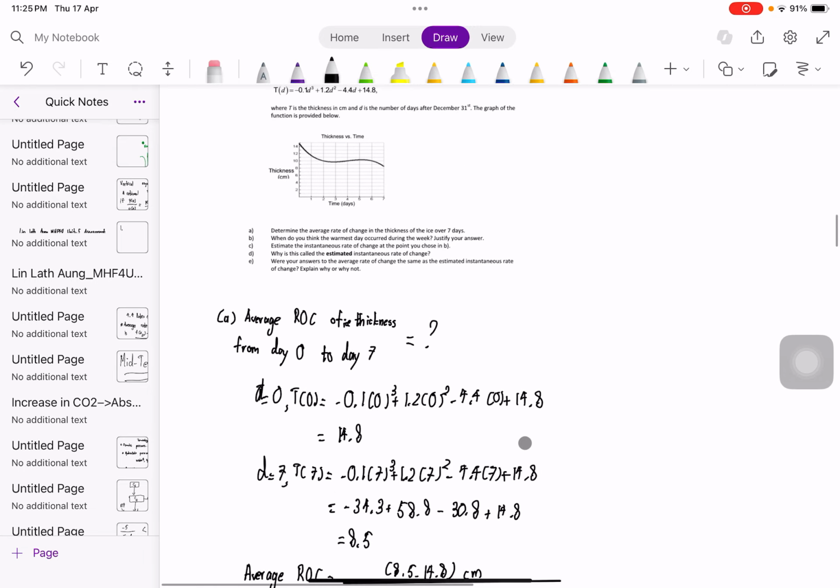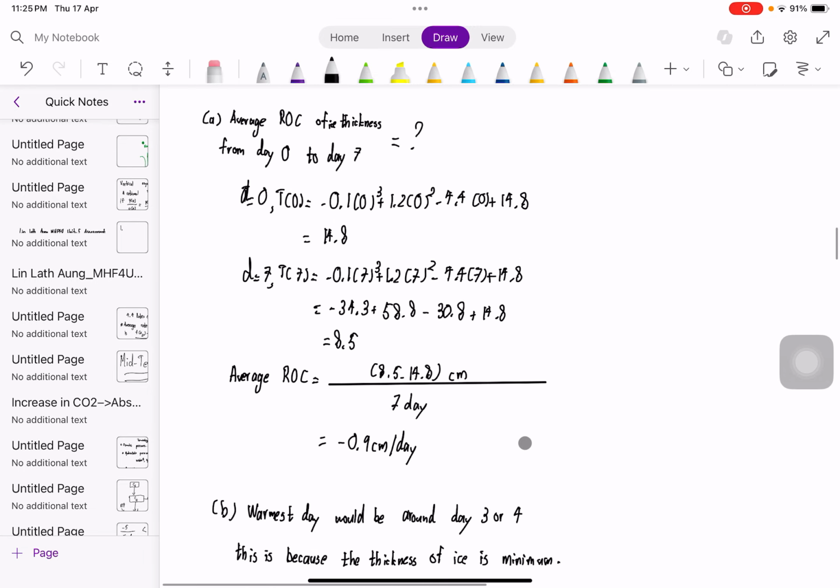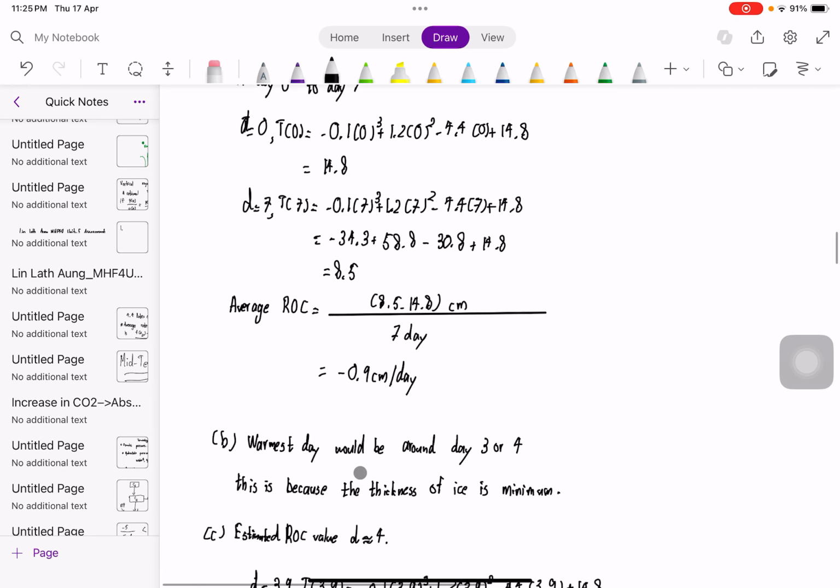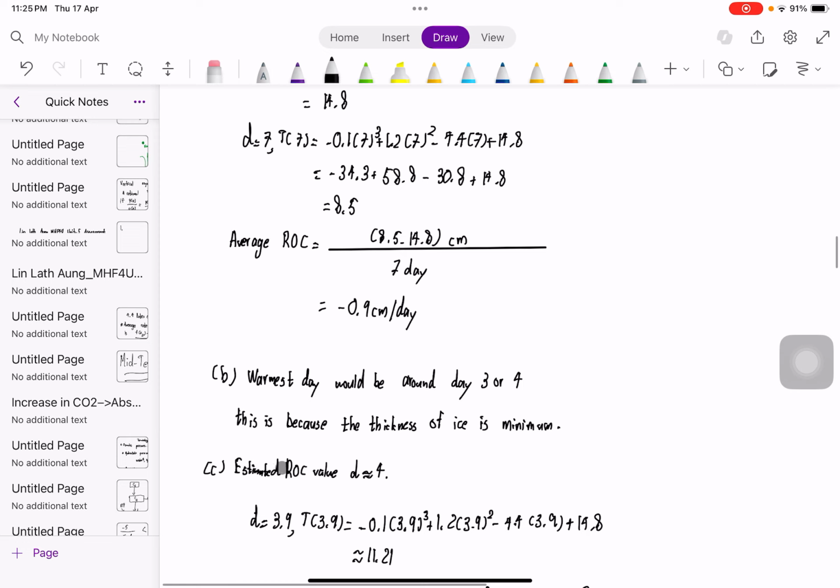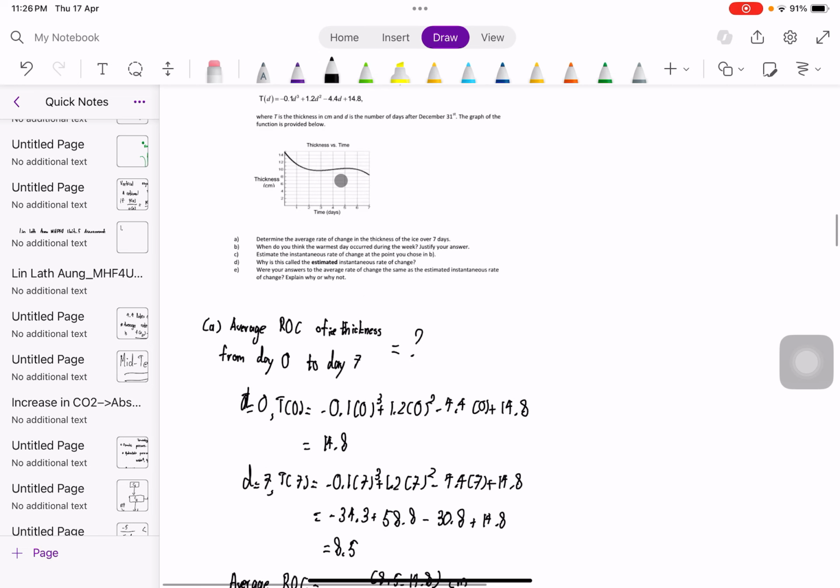Moving on to number 3, we find the value here, and we get it here. And number B: on the warmest day, the thickness of the ice would be at its minimum. So this would be around day 3 and day 4, judging from the graph, of course. We get it here.